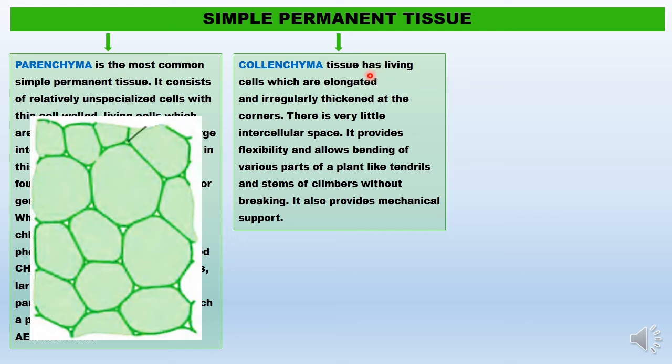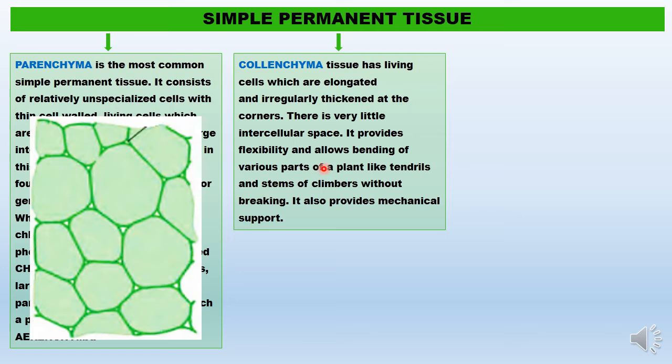So these are very specialized tissue because its cells are elongated, a little elongated, and irregularly thickened. This expression can be mentioned as non-uniform thickening, non-uniform deposition, irregular thickening, or irregular deposition on the cell wall. Now what deposition are we talking about? It is the deposition of cellulose and pectin. So that cellulose and pectin is not going to be deposited all over the cell wall, but only at the corners. So that is non-uniform deposition.